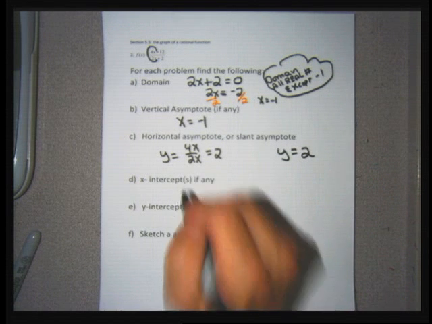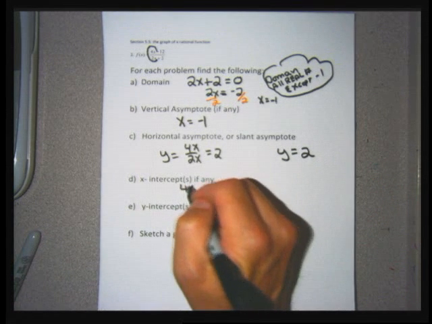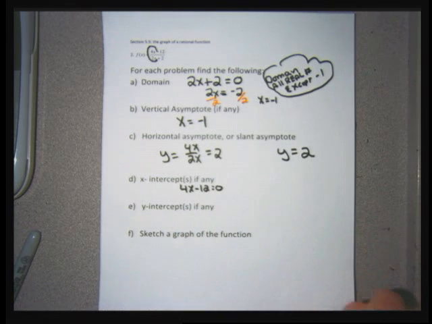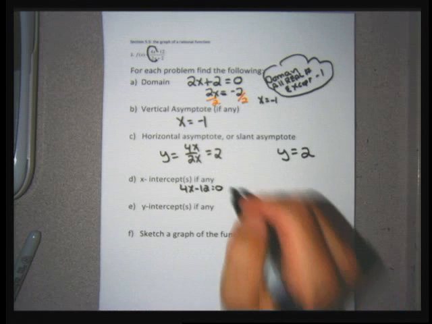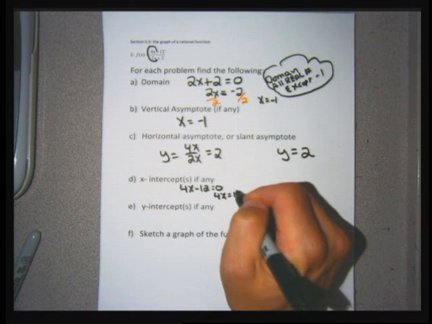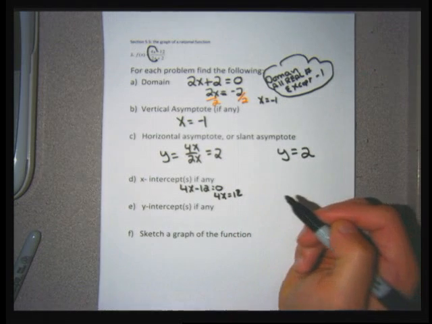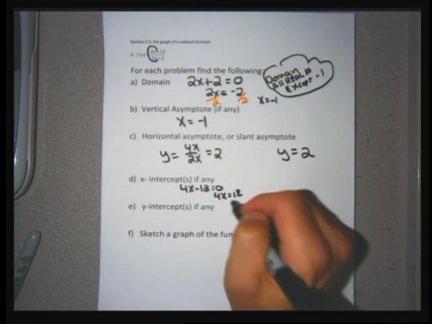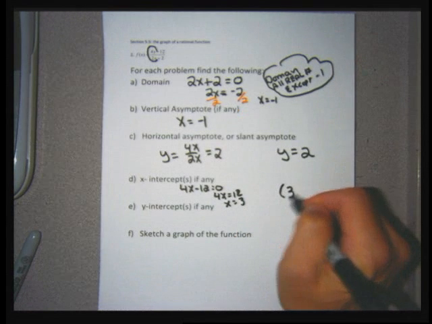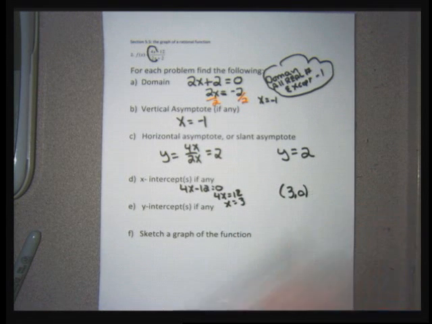For the x-intercepts, I set the numerator equal to 0. So I'm going to go 4x minus 12 equal to 0. No square, so I don't need to factor. I add 12 to both sides and get 4x equal to 12. I divide both sides by 4 and I get x equal to 3. The x-intercept is going to be at the point 3, 0.